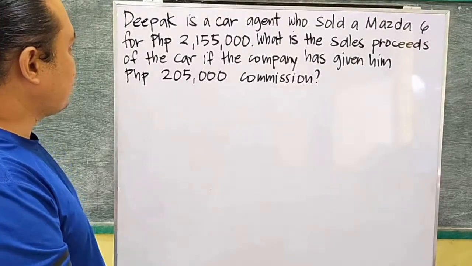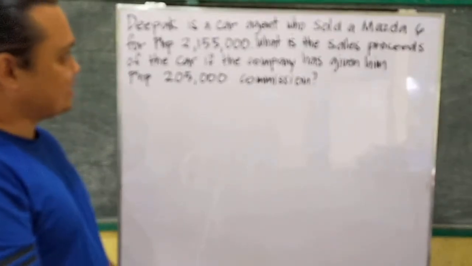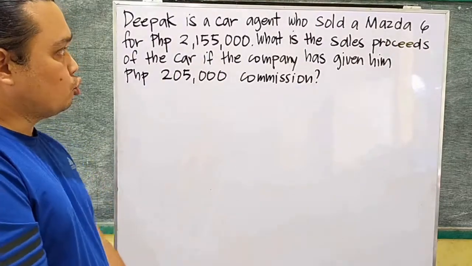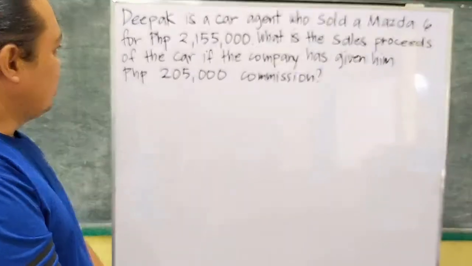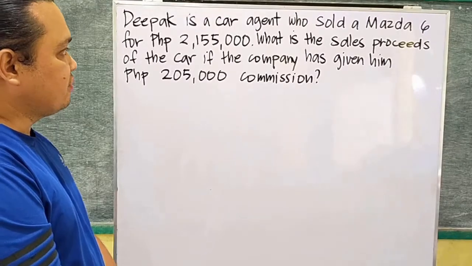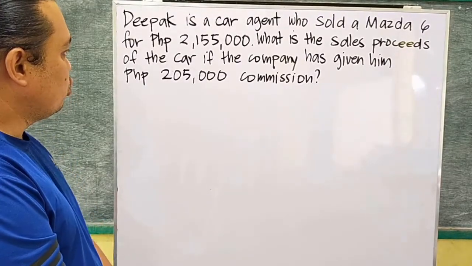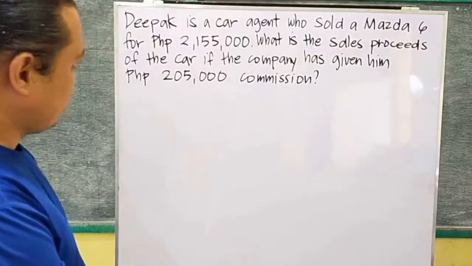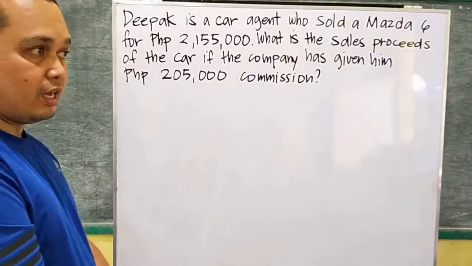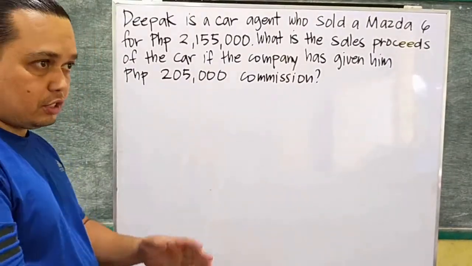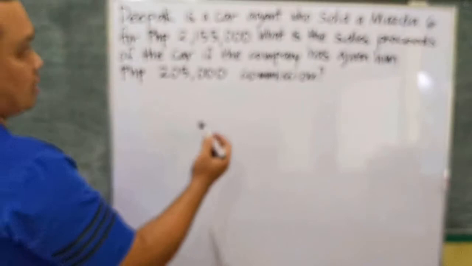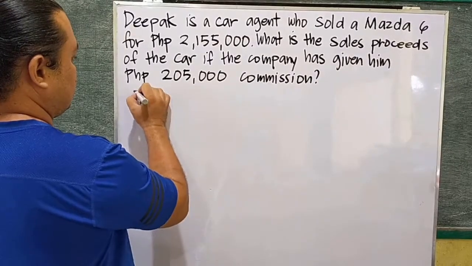Let's read. Deepak is a car agent who sold a Mazda 6 for 2,155,000 Philippine pesos. So what is the sales proceeds if the company has given him 205,000 Philippine pesos commission? In our example here, we are looking for the sales proceeds. So first, let's write the given. The given here is the total sales, which is 2 million.